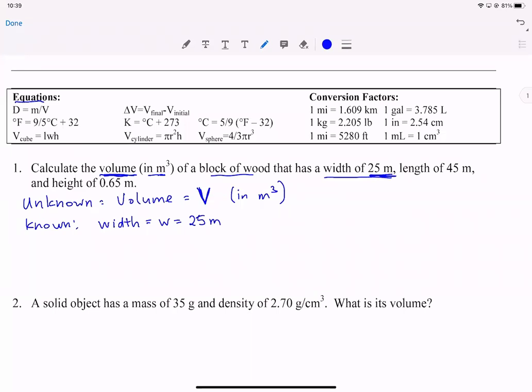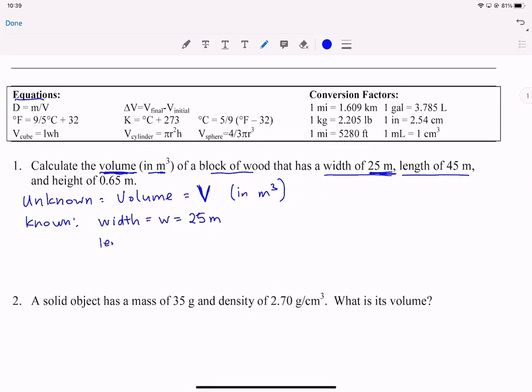The next is a length of 45 meters. So you're going to write the word length, which is not as useful as the symbol for length, that's L. And then the number value is 45 meters. And then a height of 0.65 meters. The word height is not as useful as H, the symbol for height. So that's 0.65 meters. Now that you have all of these, you can look for an equation with a V, a W, an L, and an H. Looking for an equation with all of those is this one.